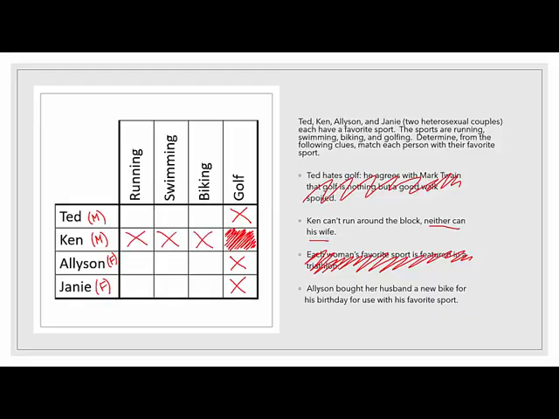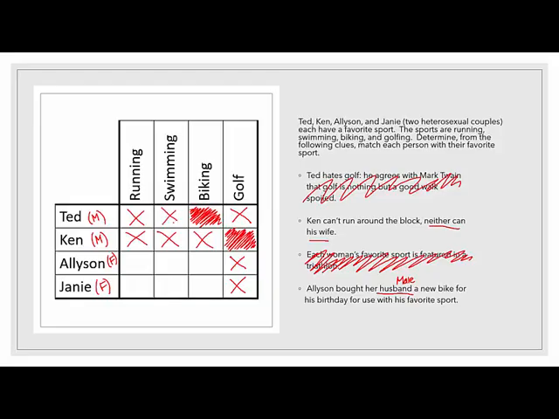Moving on to that 4th clue. Allison bought her husband a new bike for his birthday for use with his favorite sport. So some husband, meaning a male, got a new bike for his birthday. So let's take a look at the males. Well, Ken is already the golfer. That leaves only one male that could have gotten the bike. So see how we used process of elimination there? So we know that Ted has gotten the bike, which means that Ted can't be running or swimming.